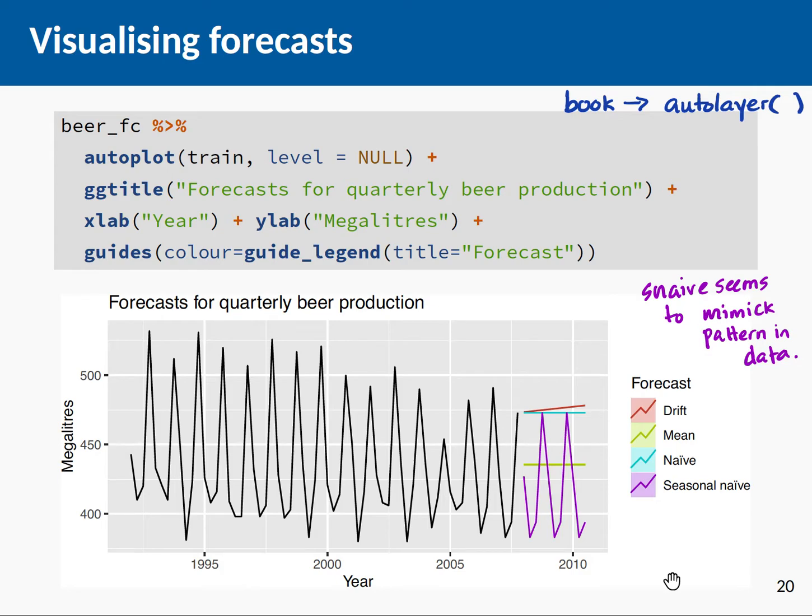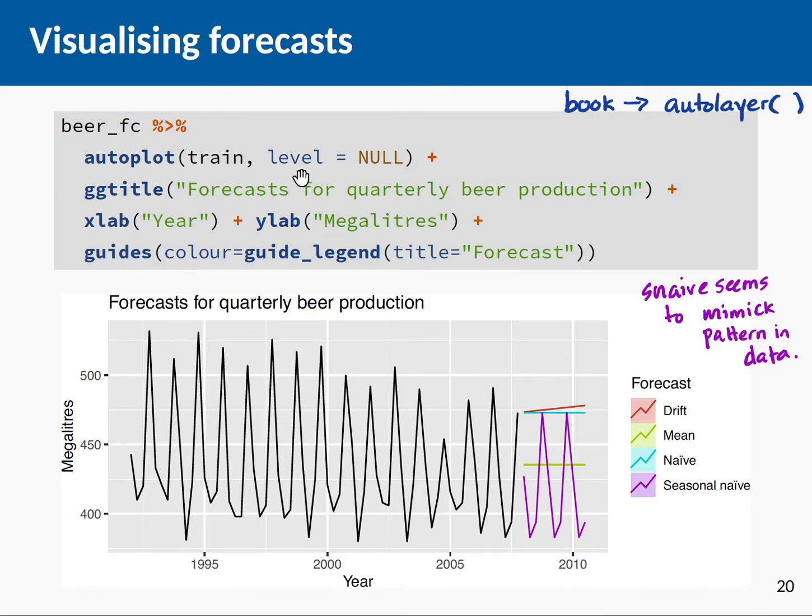So we can get to actually visualizing our forecast, which might be easy to eyeball and see which models are performing better when we are talking about beer production forecasts. So we can say then that beer_fc, which takes the forecasts, we autoplot them, not just the forecasts, but also the training set.